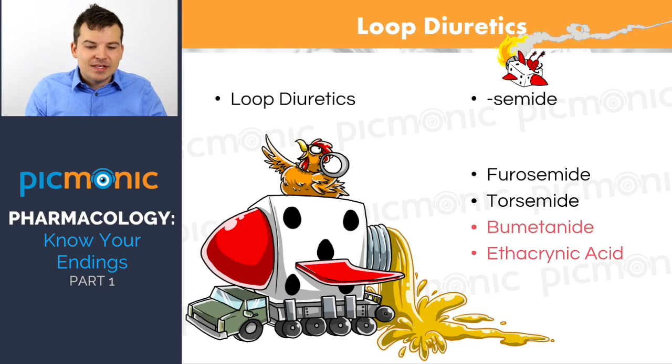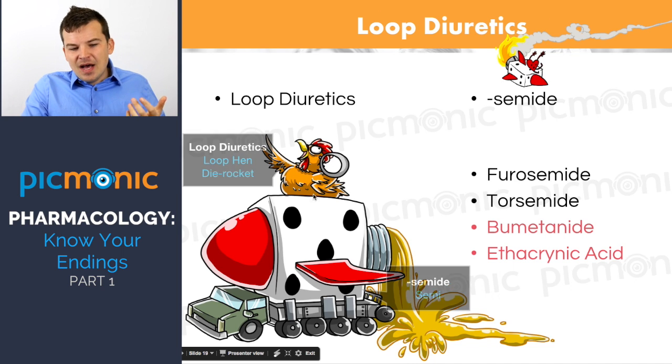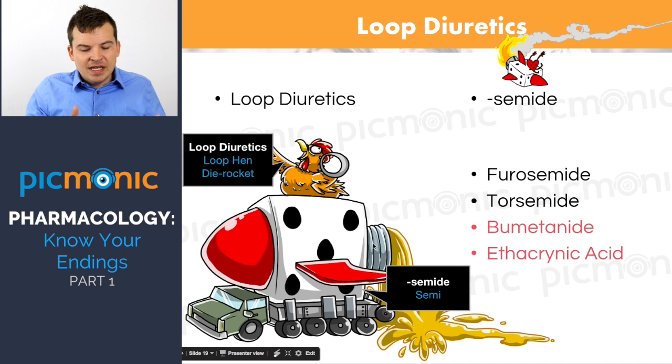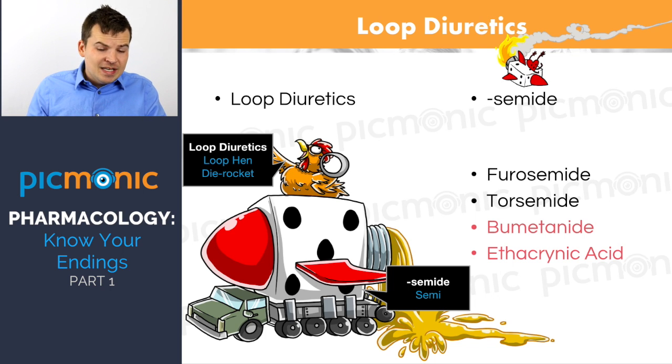But anyway, loop diuretics. Here we've got our loop hen. Now, what's important? Really, this is kind of a stretch for us on the ending because it's not really a drug ending for all loop diuretics. But I just want to talk about the few ones you're going to get. So you're going to see semide, S-E-M-I-D-E.